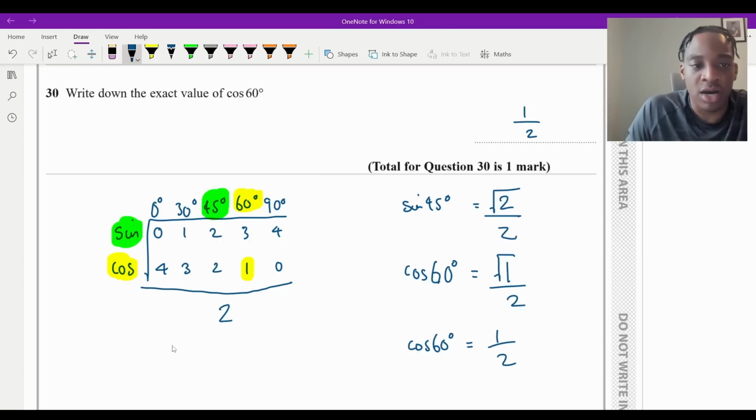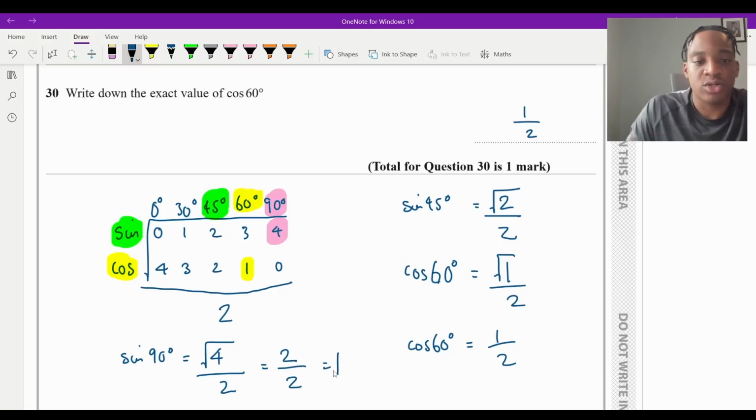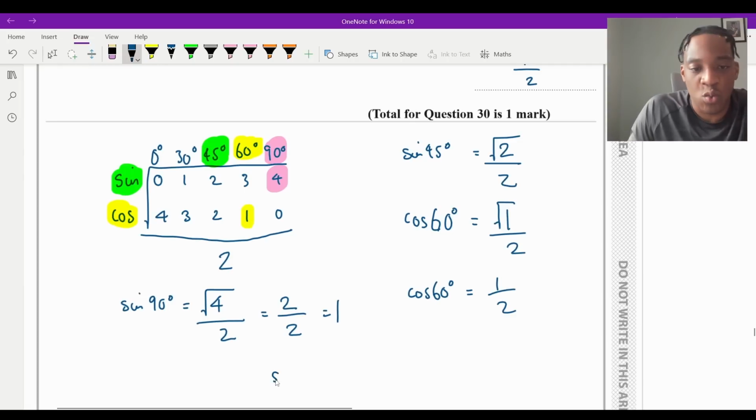Let's do the sine of 90 degrees, for example. Well, if I'm looking for sine of 90, sine is here, 90 degrees is right here, so I'm looking here. So for sine of 90, we're going to put a 4 there, and then we're going to put a square root over it, and then we're going to divide this by 2. Now, the square root of 4 is 2, so we've got 2 divided by 2, which is 1. So therefore, the sine of 90 is just 1. And I'll get my calculator so we can double check.